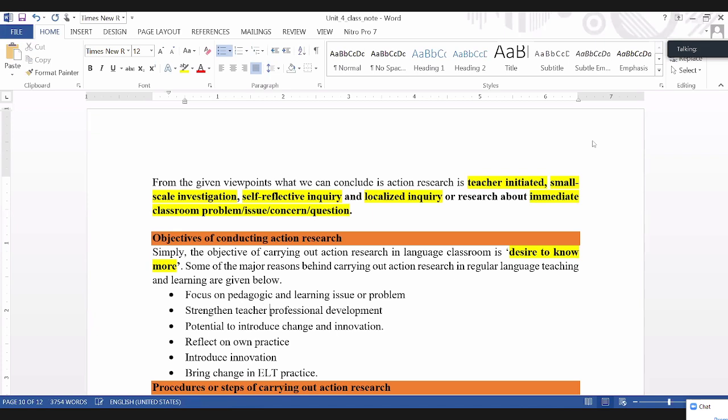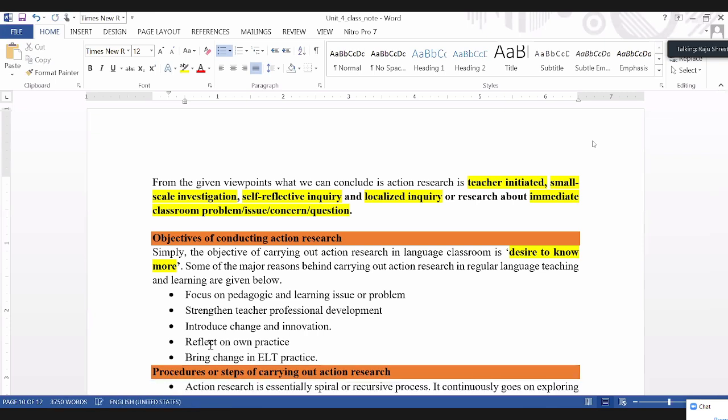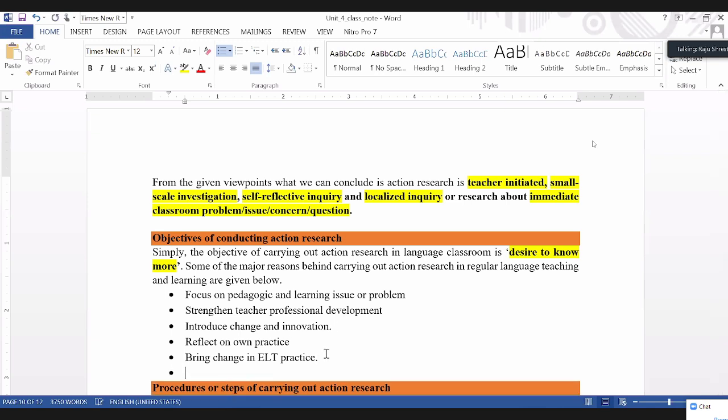Teacher professional development. To strengthen teacher professional development, objectives to focus on pedagogic problem issues. Introduce objective form: to introduce change and innovation in teaching and learning, reflect on own practice, introduce innovation, to bring changes in ELT practice, to improve the teaching and learning process.